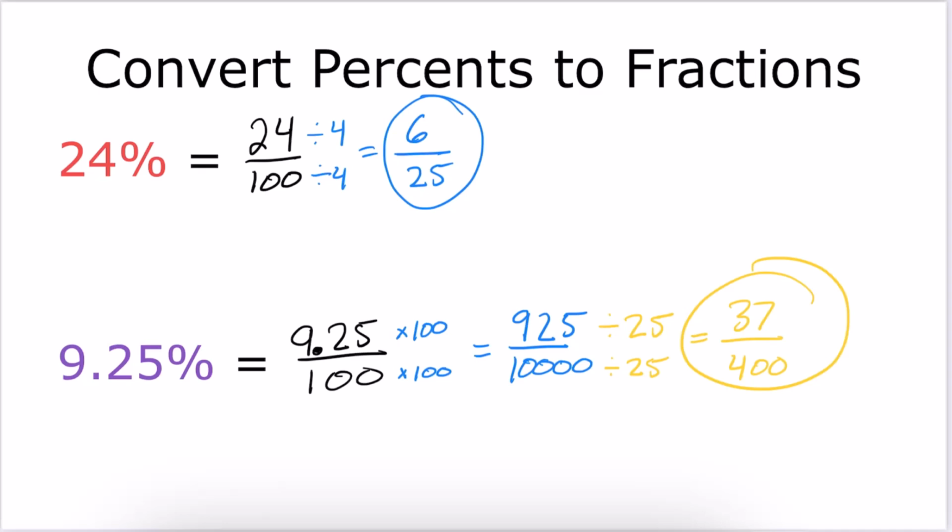So the way you convert percents to fractions is you literally just write the percent over 100, and then you either reduce, or sometimes if you have decimals in the percents, you may need to multiply by something to make it so you only have whole numbers in the fractions, and then reduce. But in general, it should be pretty easy, and it's pretty clear conceptually as well. So that's the way that you convert percents to fractions.